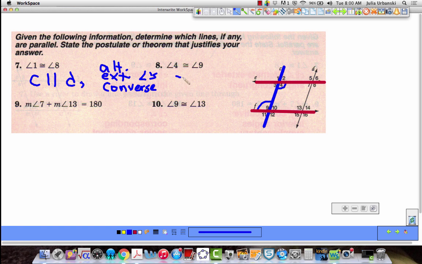And before we write it down, let's think about what the reason is. E is parallel to F because of what reason? Look up at the top of your page. Which one of those rules would work? Alternate interior converse. That's right. These are alternate interior angles, and we're proving that the lines are parallel. So alternate interior angles converse. Make sure you use the word converse. So converse proves that the lines are parallel.